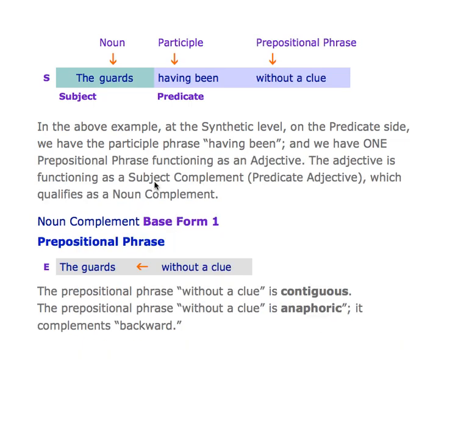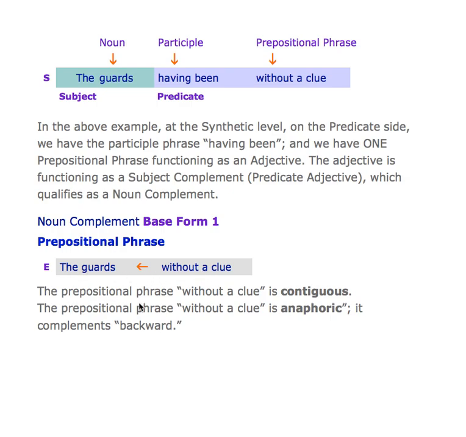Okay, next we have another example. The guards having been without a clue. In the above example, at the synthetic level, on the predicate side, all right, we have the participle phrase having been, and we have one prepositional phrase functioning as an adjective. That's right here. The adjective is functioning as a subject complement, or you might call it a predicate adjective, which qualifies as a noun complement. So you see here, with this example, we have yet another noun complement base form, and that's number 1, prepositional phrase. So on the elliptic level, the third level, you'll see the guards without a clue.